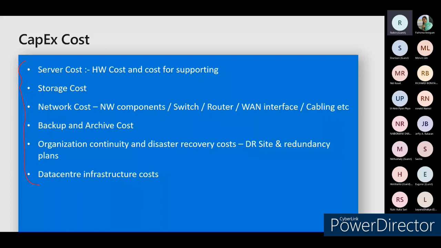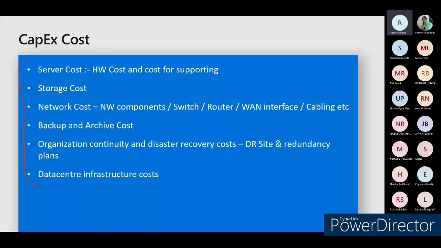And you may be using a backup solution in your organization, right? Because backup is always one of the important solutions at the customer's place. For example, you may be implementing Veeam or Symantec. This kind of solution is generally considered a backup solution. So the investment you make in backup solutions is considered a CapEx cost. And you may have different DR solutions, different DR exercises or redundancy plans. That all comes under the CapEx cost.